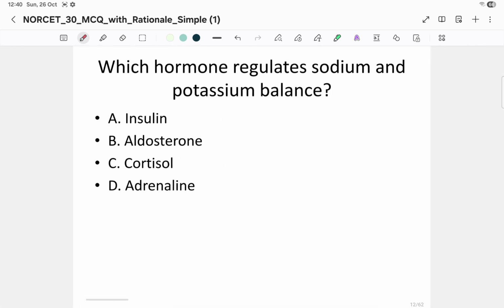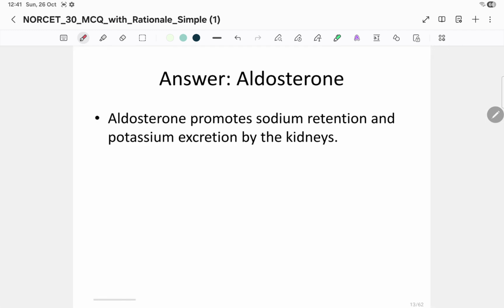Next, which hormone regulates sodium and potassium balance? Option number A, insulin, B, aldosterone, C, cortisol, D, adrenaline. And the correct answer is option number B, aldosterone. Aldosterone promotes sodium retention and potassium excretion by the kidneys.